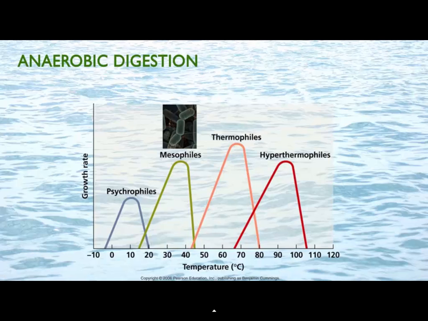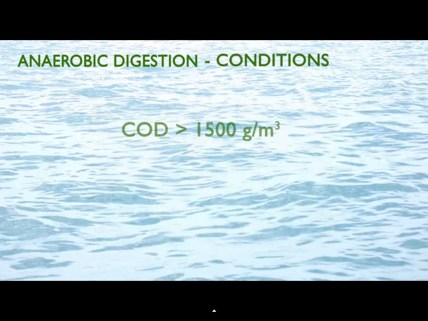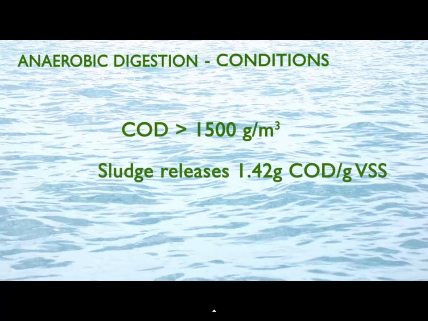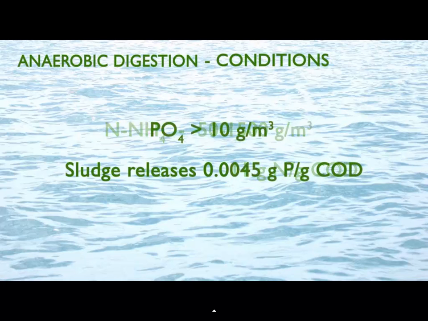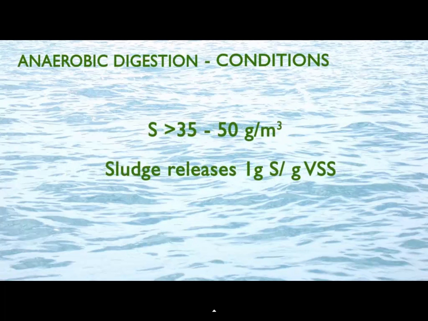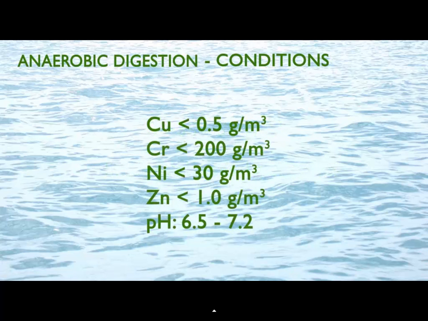For anaerobic sludge digestion to happen, a minimal COD concentration of 1,500 grams per cubic meter is required. Ammoniacal nitrogen concentration should be above 50 grams per cubic meter, but below 1,500 grams per cubic meter to avoid inhibition of the methanogenesis. Phosphorus content should be higher than 10 grams per cubic meter. Sulfur should be kept at a range between 35 to 50 grams per cubic meter to maintain bacterial growth and methanogenesis. Some heavy metals should be kept below a limit as shown below.